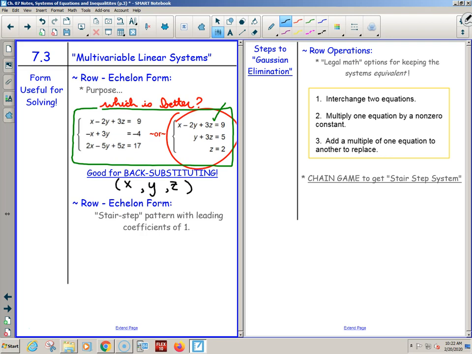So if we want to switch things up, we can change the order of equations. If we don't like the top one being the top one, we can change these two and say, whatever, I'm making this one the top one.